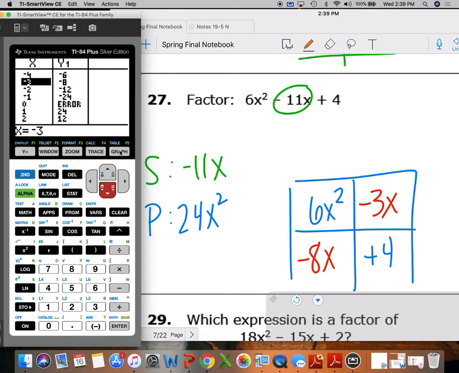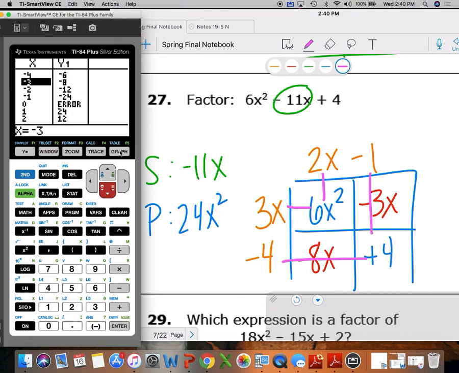And I take out my GCFs. 6x squared and negative 8x share a 2 and an x. Negative 3x and 4 share a negative 1. And remember, we use 1 as a placeholder because they don't really share anything. 6x squared and negative 3x share a 3 and an x. Negative 8x and 4 share a negative 4. I do a quick check. This times this needs to be 6x squared. This times this needs to be 4. And they are. So 2x minus 1 and 3x minus 4 are my terms.